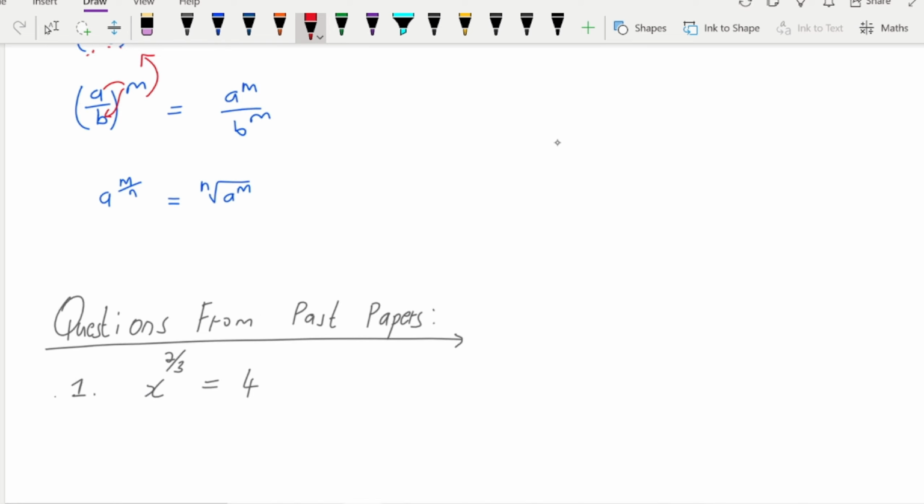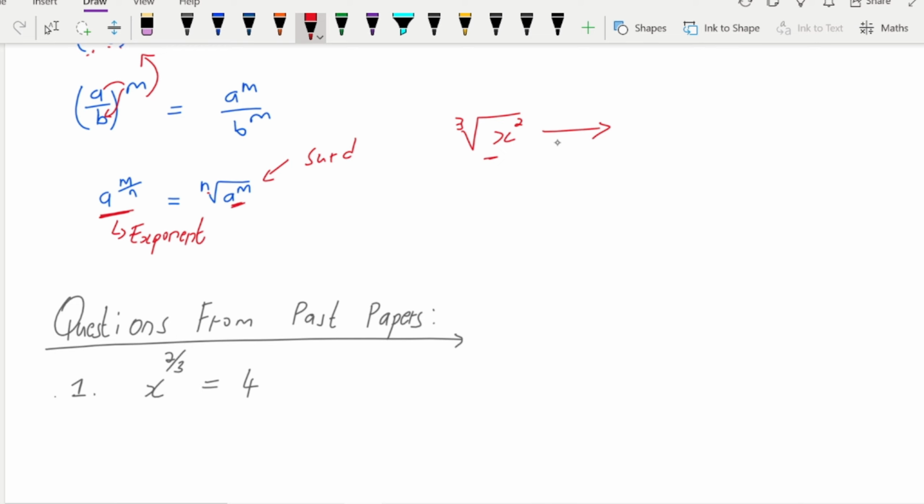Then the last rule that we have is where you have an exponent, and then this is a surd. So to go from an exponent to a surd, for example, say we have a cubed root of x to the power 2. If we want to go from a surd to an exponential form, we're going to have to apply this rule.